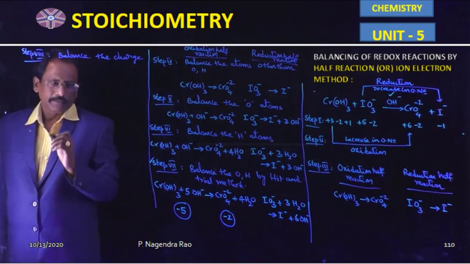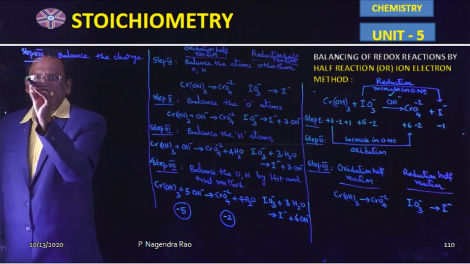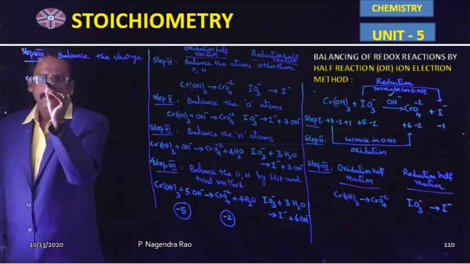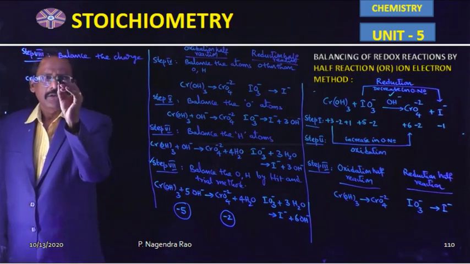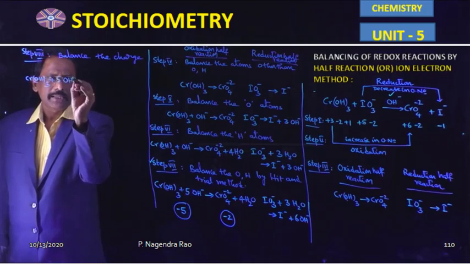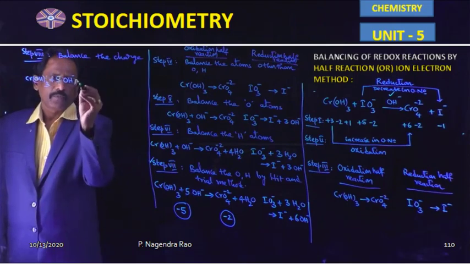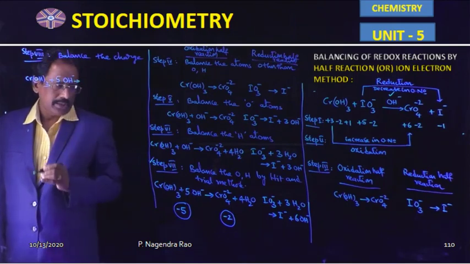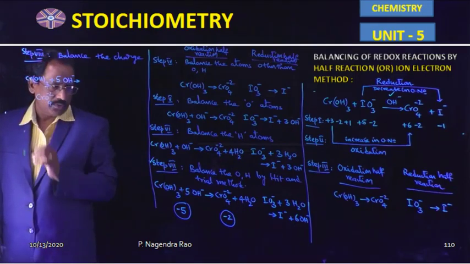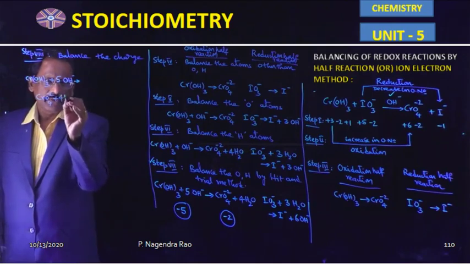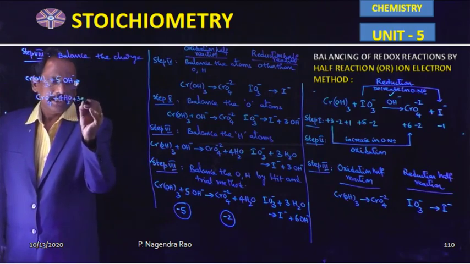So Cr(OH)3 plus 5 OH⁻ gives rise to CrO4²⁻ plus 4H2O plus 3 electrons.